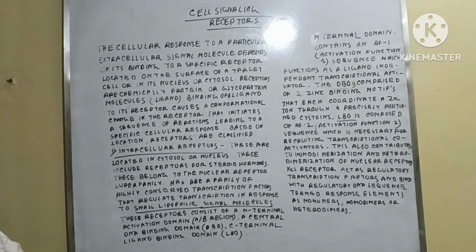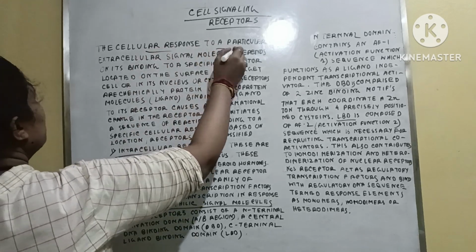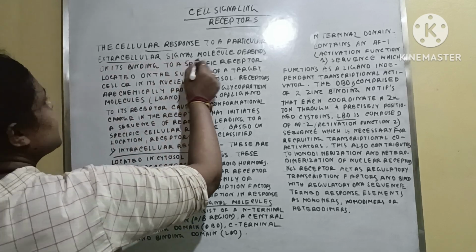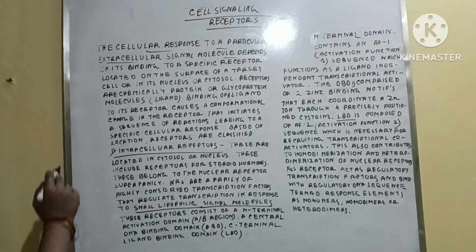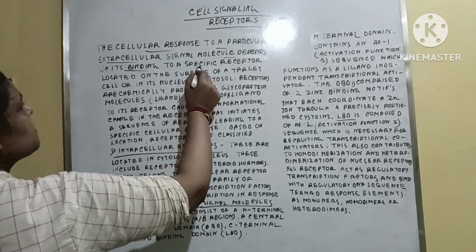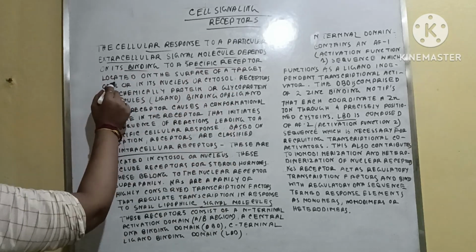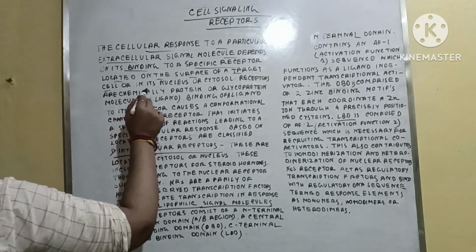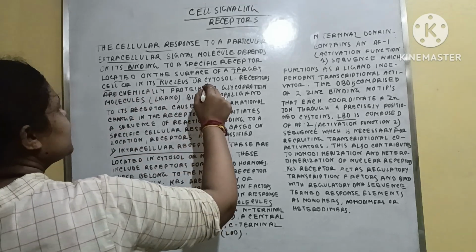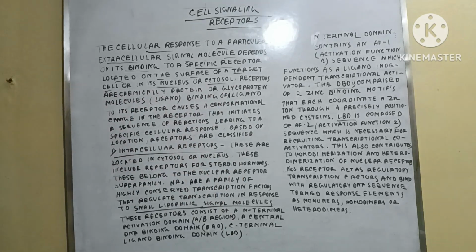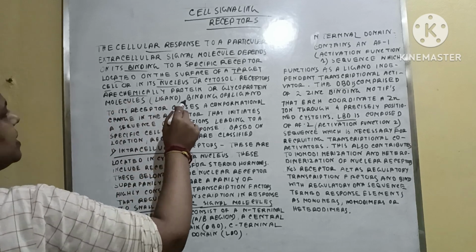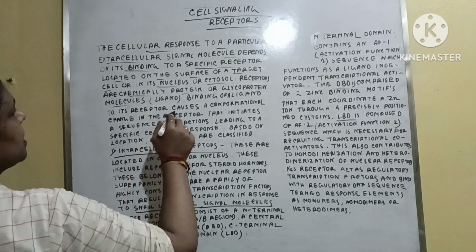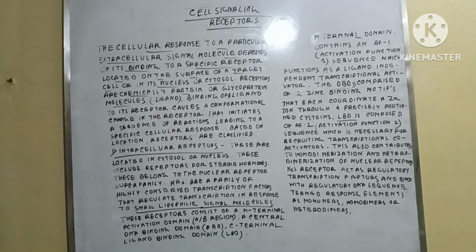The cellular response to a particular extracellular signal molecule depends on its binding to a specific receptor located on the surface of a target cell or in its nucleus or cytosol. And receptors are chemically protein or glycoprotein molecules. These are called the ligand.